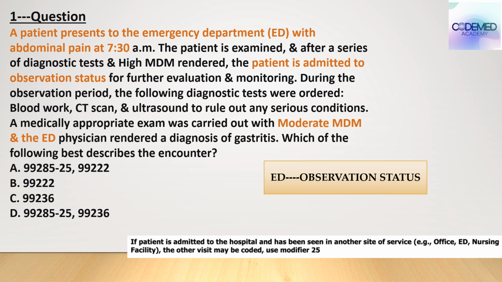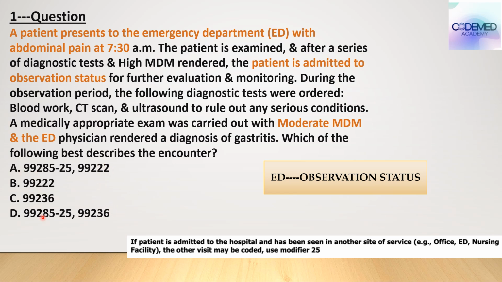Now have a look at your options. Now what has happened here? Here the patient was in the ED, and then he was admitted to the observation status. So the place of service was from ED to observation status. And we have a guideline that if the patient is admitted to the hospital and has been seen in another site of service, for example, office, ED, nursing facility, the other visit may be coded by using the modifier 25. So that easily eliminates options B and C. Now we are left with options A and D.